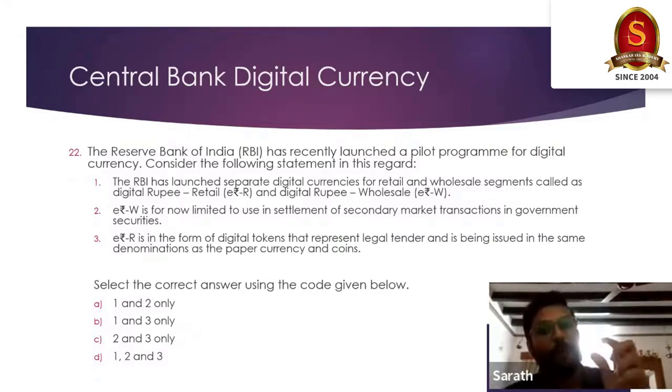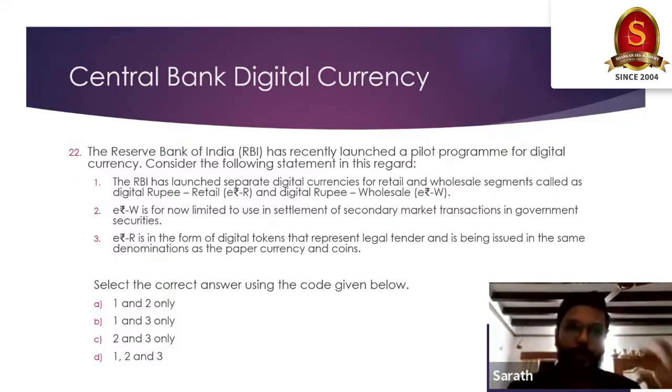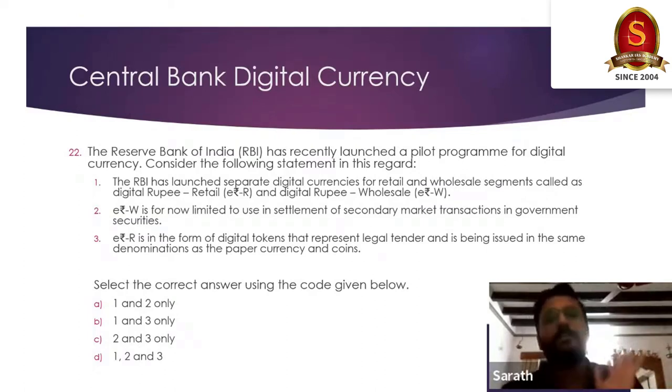Whereas in retail, it is in the form of tokens. It represents your rupee. You give a 10 rupee note, you can convert it into a digital currency of the equivalent value. So it's completely the same as our currency without there actually being a physical thing. It's in the form of digital tokens, representing legal tender, issued in the same denominations as paper currency and coins. For most of us, we are not practically familiar with this because it's still a pilot program. Sometime in the future, it is something that we might end up using as well. Okay, just be aware of it. This is purely informative. D is the correct answer here. All three statements are correct.